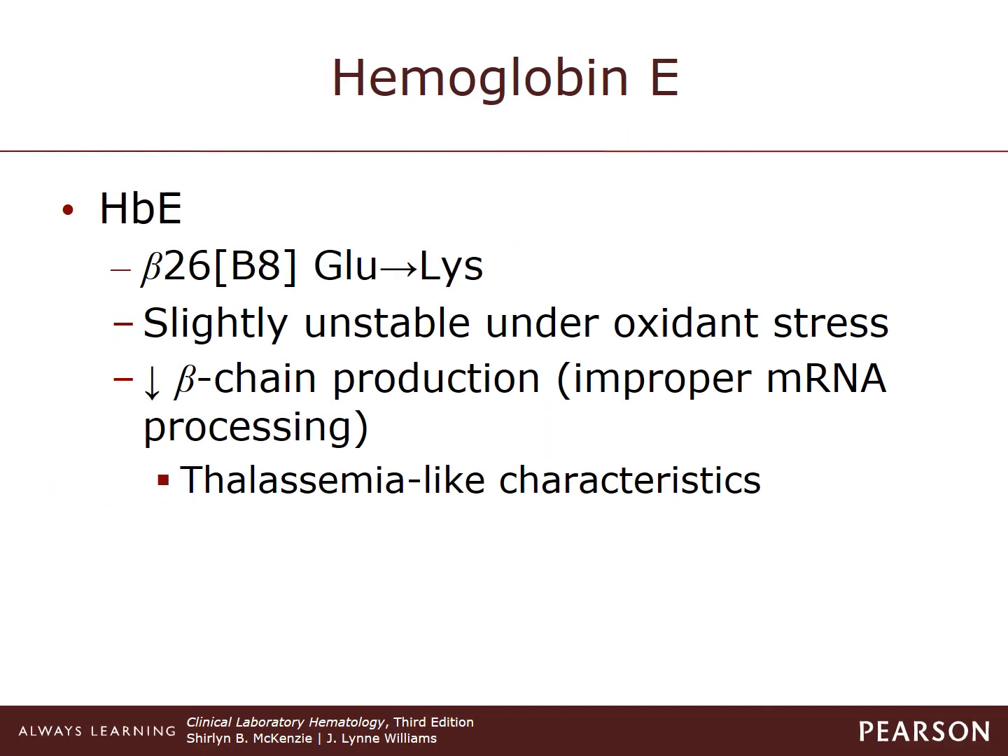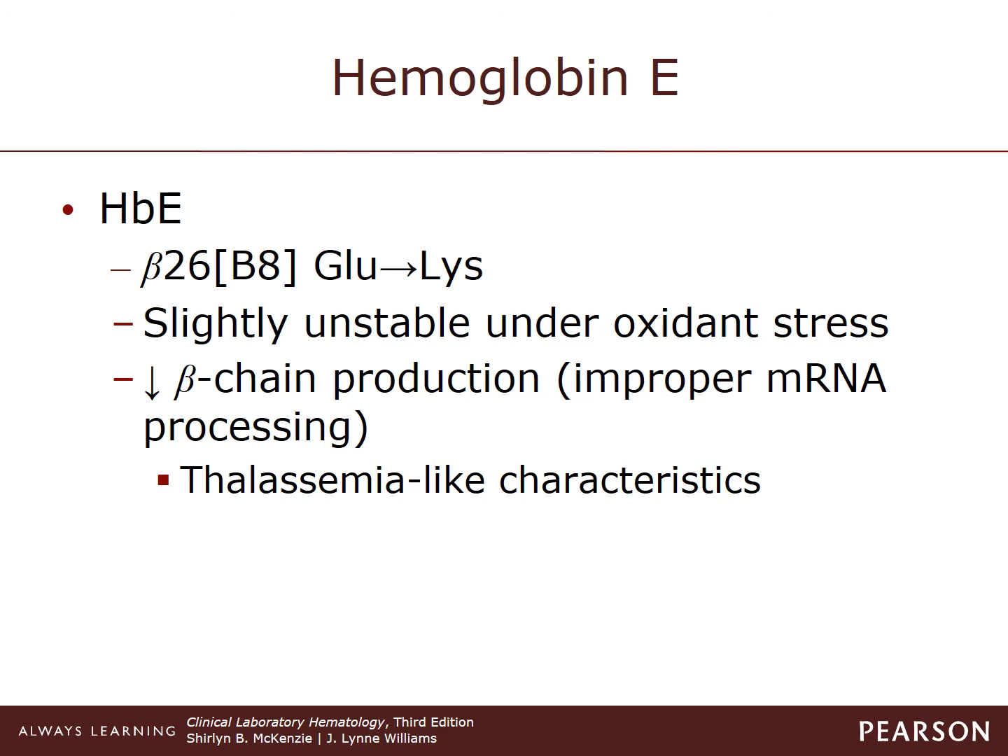Now, hemoglobin E is the second most common hemoglobinopathy in Southeast Asia. The trait can be as high as 50% in certain areas of Thailand. Now, this is a beta 26 mutation in the B8 loci, and here you have a substitution of lysine for glutamic acid, which leads to a slightly unstable hemoglobin under oxidative stress.